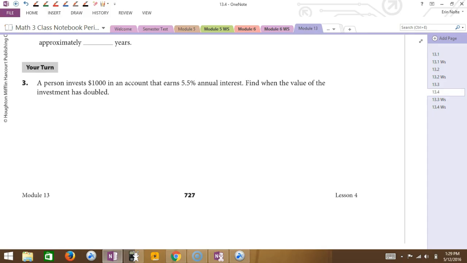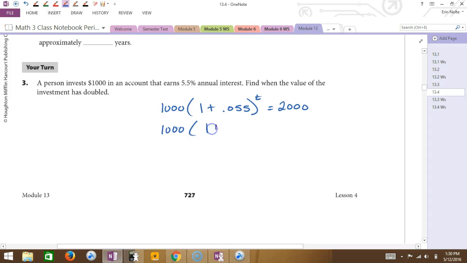Okay, so what's my invested amount? $1,000. So then I'd have 1 plus my rate. So remember, you have to convert it: 0.055 to the t, and what's that going to equal? So if it's doubled, how much is doubled? 2,000. Okay, so I'm going to simplify it real quick. So 1,000 times 1.055 to the t equals $2,000.